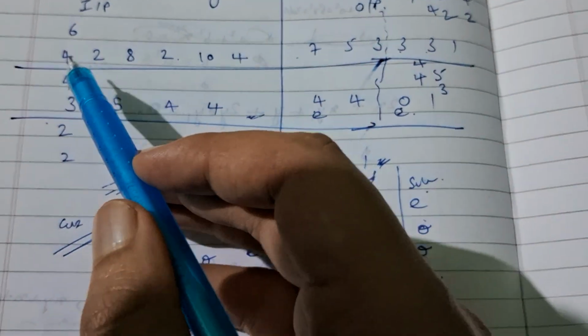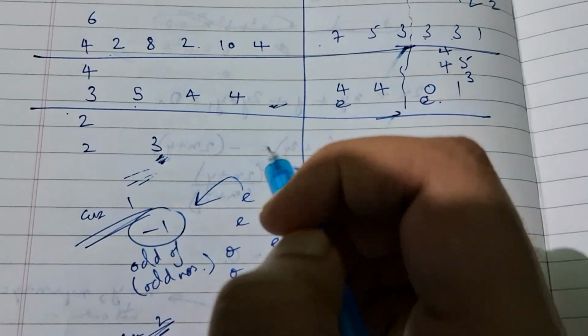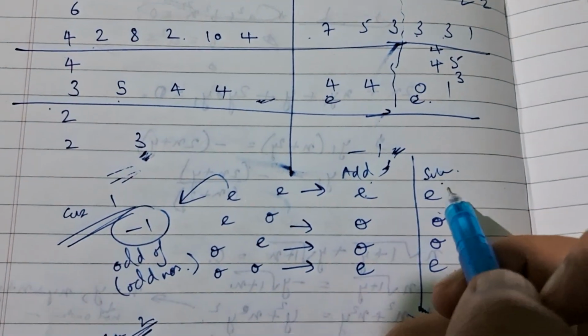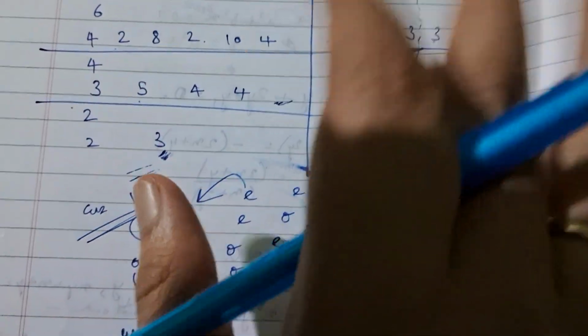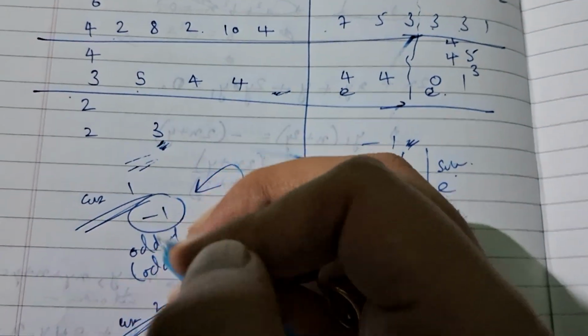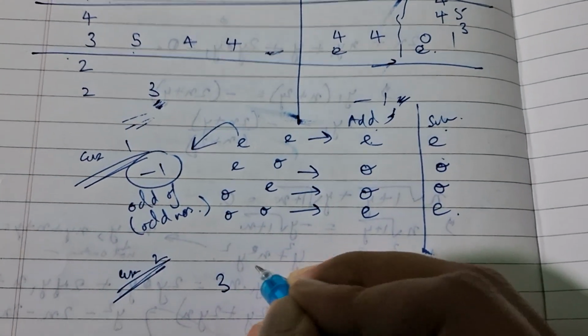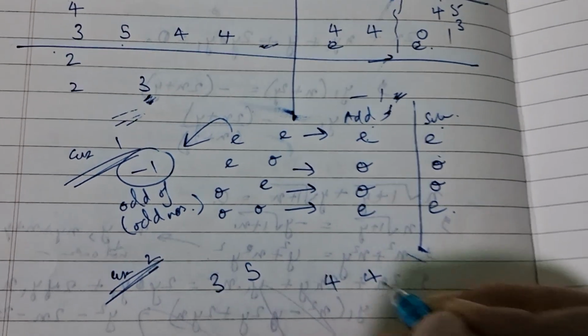Remember, we know that even and even are going to pair up, and odd and odd are going to pair up. So first of all we can divide the whole array into even and odd. For this, the odd ones are 3, 5, and the even ones are 4, 4.